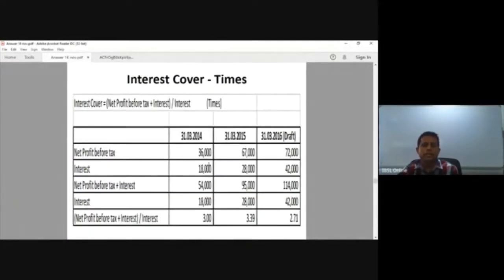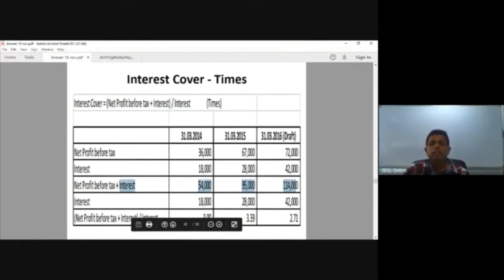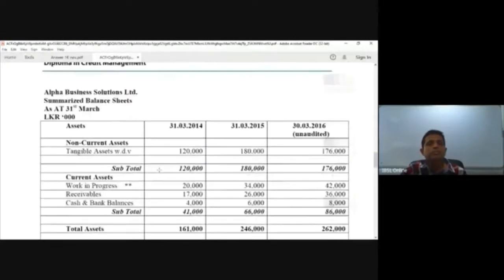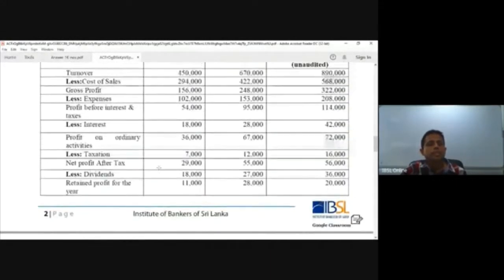Then interest cover. You have to take the net profit before tax and interest. Directly you can take it. Here also I take the same figures: 54, 95, 114, directly from the income statement.